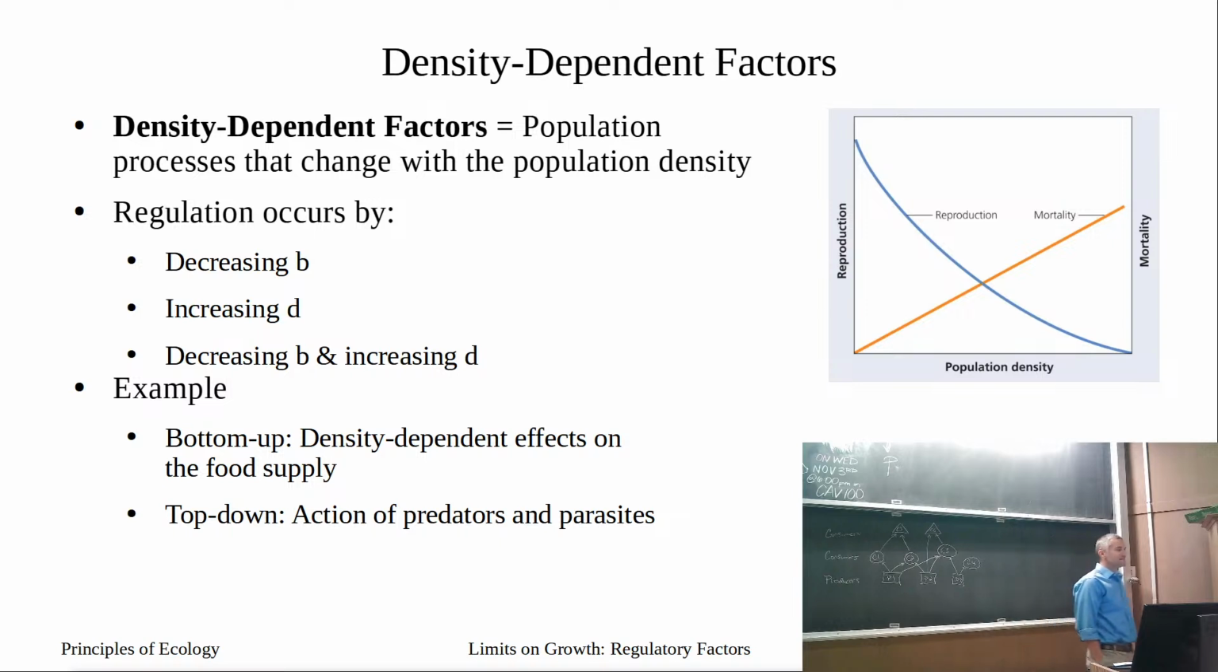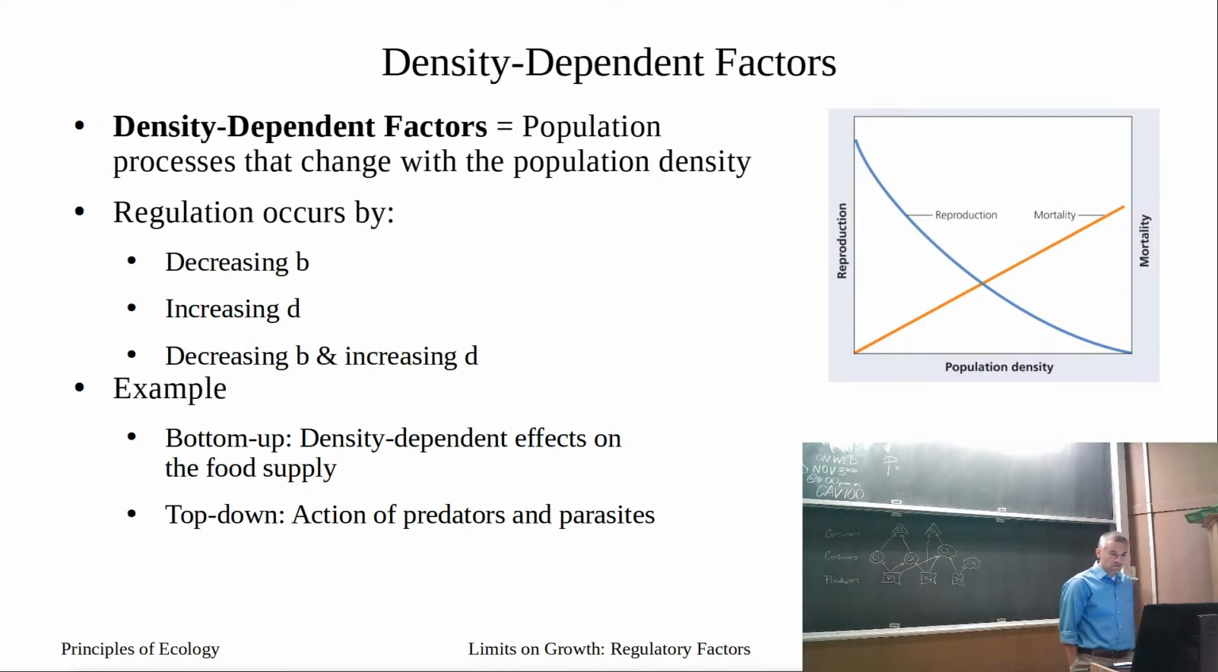we often refer to it as density-dependent factors or density-dependent regulation. And it's because our processes that govern that population change based on how many individuals there are in that population. All right, so a density-dependent factor is defined as a population process that changes with our population density. We're going to see this as either a change in our birth rates, a change in the death rates, or both.